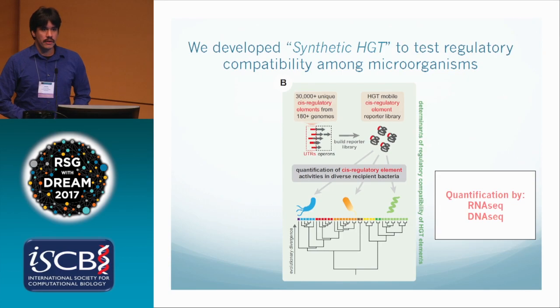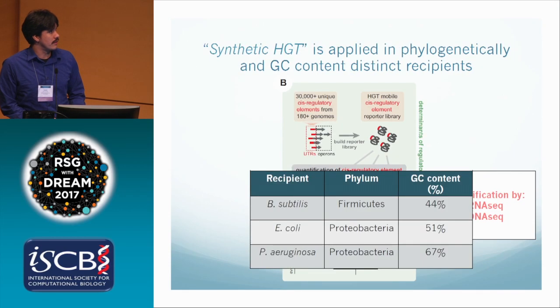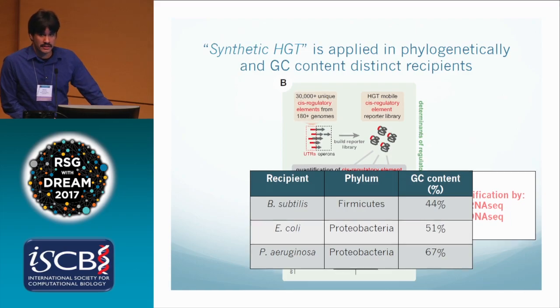The activity level of the regulatory elements is quantified by RNA-seq and DNA-seq, and we chose 3 distinct recipients: Bacillus subtilis, E. coli, and Pseudomonas aeruginosa. They are relevant both in clinical cases and in fundamental biology. They are well studied in general, and they come from 2 distinct phyla and have distinct GC content.